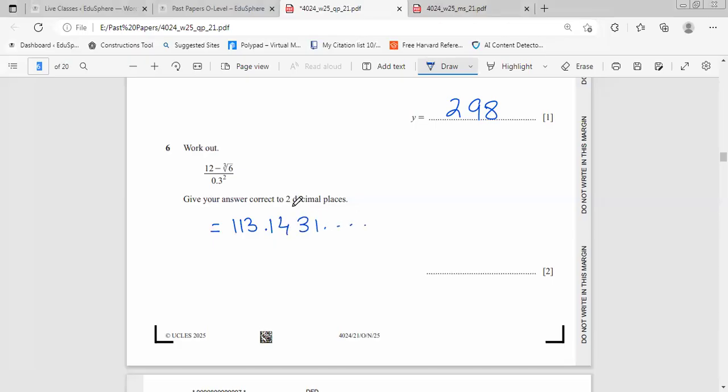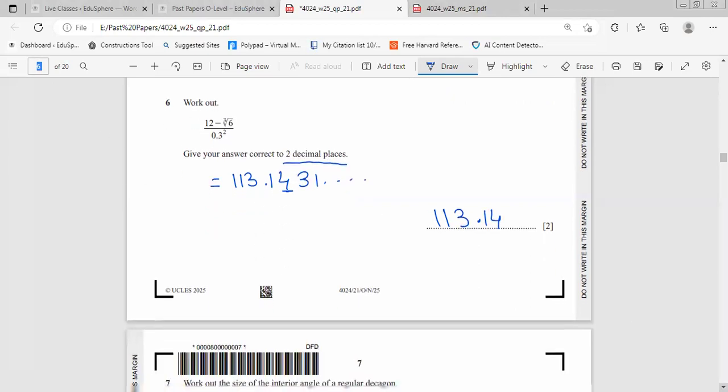113.1431, and so on. But since they have written that the answer should be corrected to 2 decimal places, I will write 113.14, because if I round it, this 4 will not be rounded up. So directly put it in the calculator.